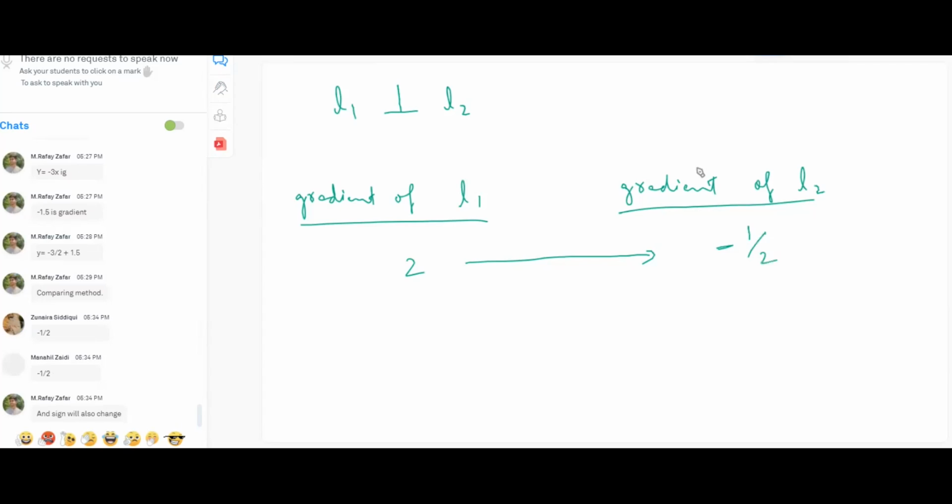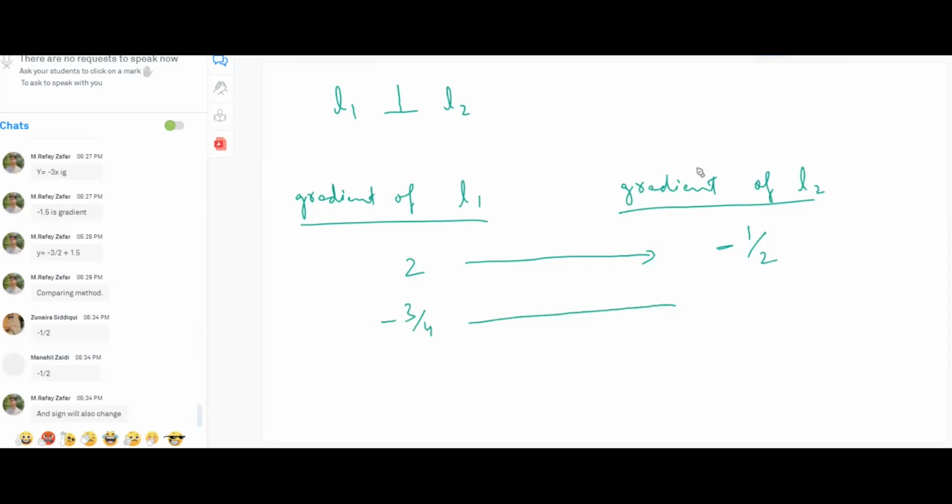That's minus 1 over 2, right? So पहले प्लस था, वो माइनस हो गया, और आपका 1 over 2 हो गया. Exactly. Similarly, if you had, let's say, something like this, minus 3 over 4, line L1 का gradient आपके पास होता minus 3 over 4.